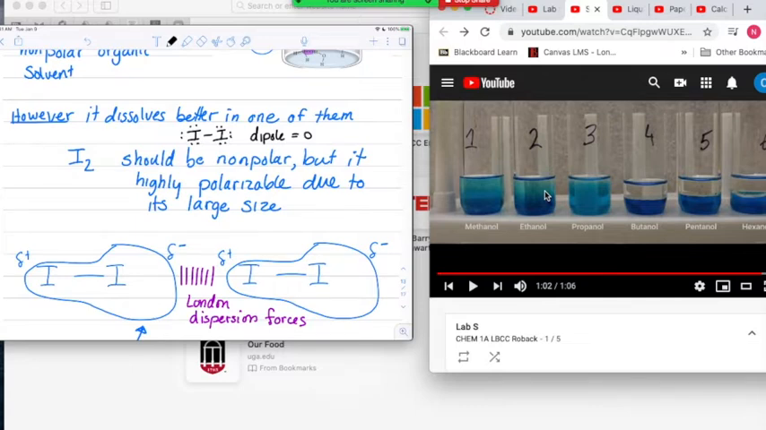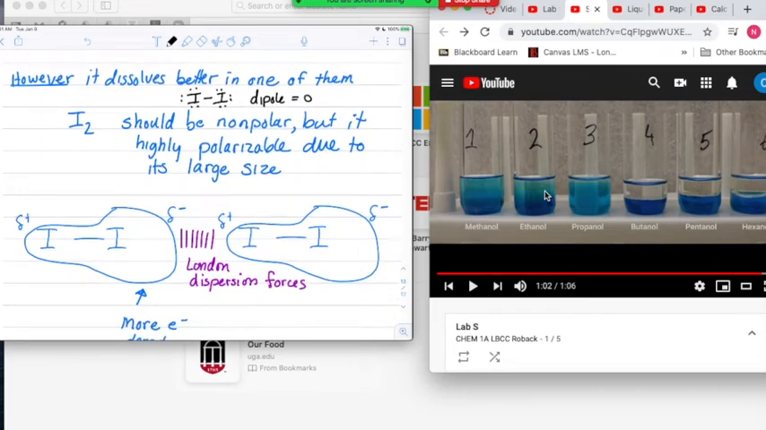So here we see iodine. Iodine is nonpolar, or is supposed to be nonpolar, has a dipole of 0. However, it's highly polarizable, due to its large size. So what do I mean when I say something is highly polarizable? Anybody remember what polarizable might mean? I see high charge, and that's sort of it. It has to do a little bit with something else, something that happens in London dispersion forces. Yes, the electron cloud swings more.